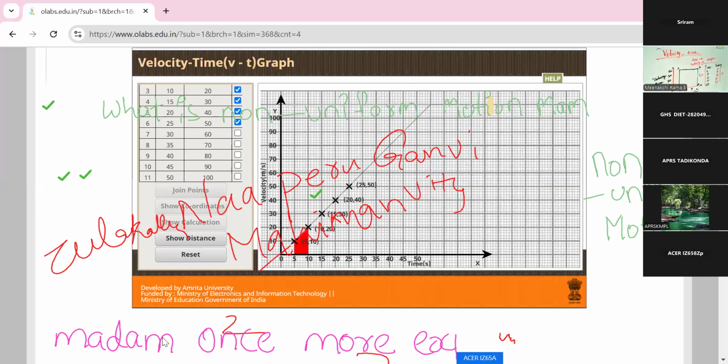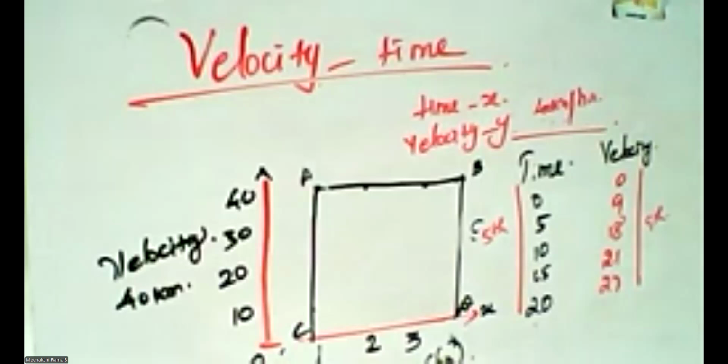Sriram? The time graph of uniform motion, then the distance-time graph of non-uniform motion, and then the velocity-time graph. These three details I explained in this session. From these three, is there any doubt? Just ask me, otherwise I'll move to the next topic: what is centripetal acceleration and centripetal force, and then freely falling body.